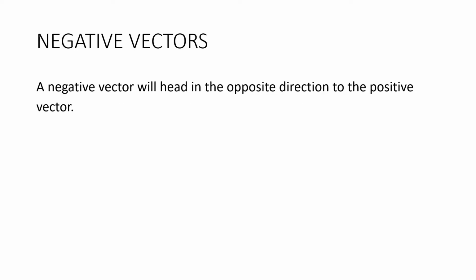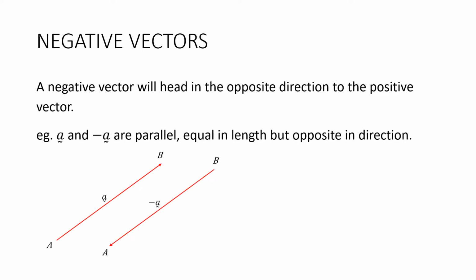Remember that a negative vector will head in the opposite direction to the positive vector. So A and negative A are parallel. They are equal in length, but they are opposite in direction. So you can see that the arrow faces this way for this vector and faces this way for this one. And we could say that BA is the negative of AB.